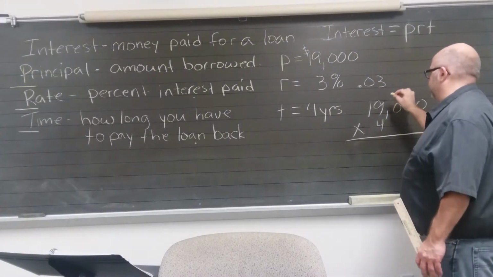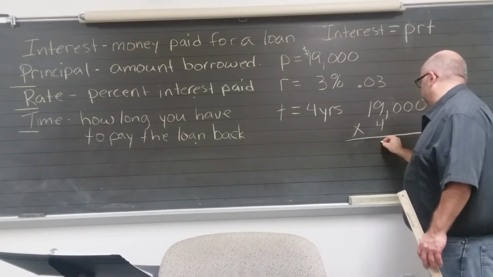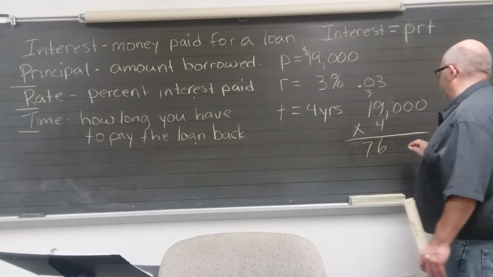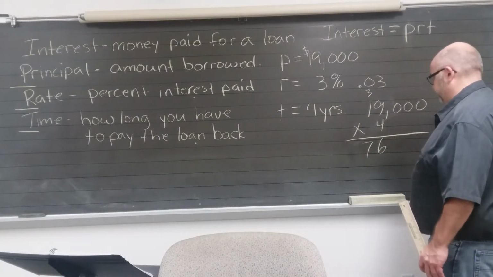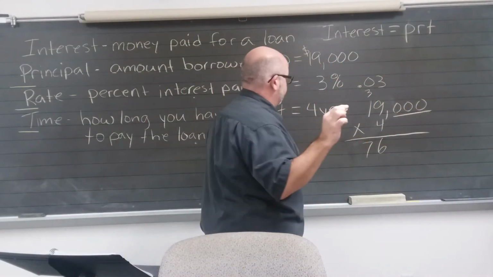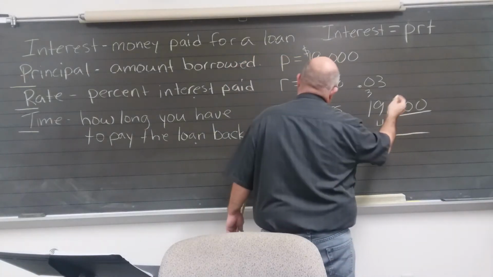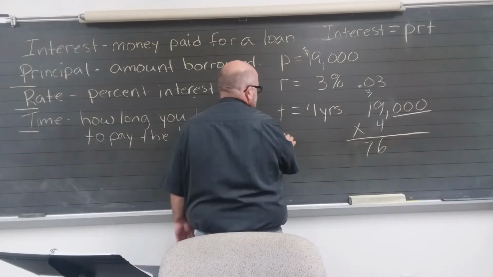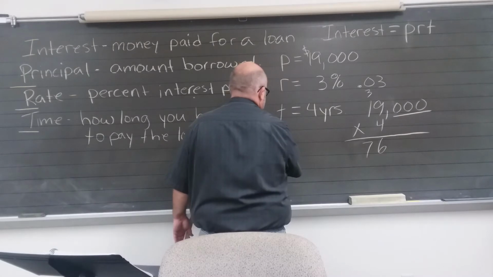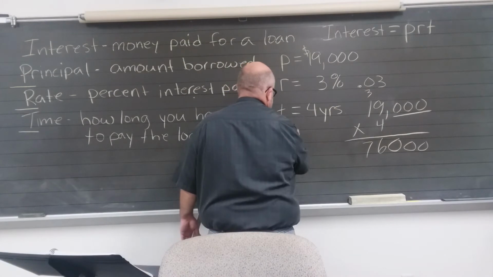So 19 times 4, 9 times 4 is 36, 76. So now you have 76,000. If you want to leave these zeros off until you're done multiplying, but then you remember that you have to multiply by 1,000. So you can do the same thing here. Now we're at 76,000.